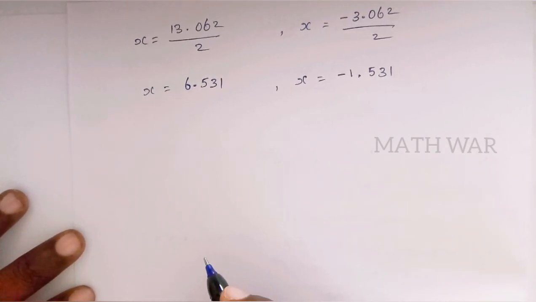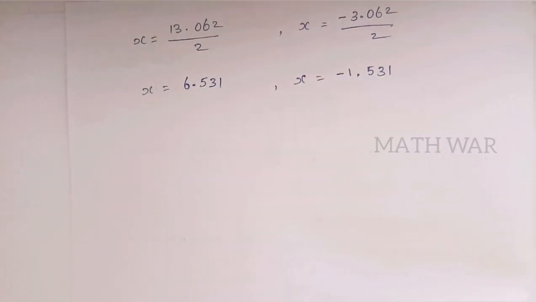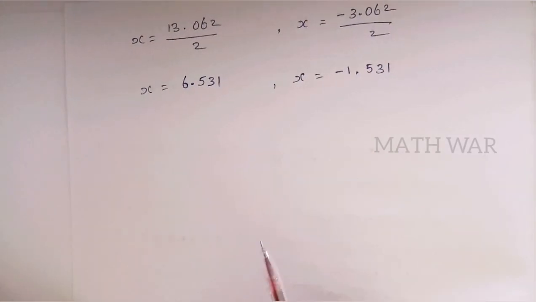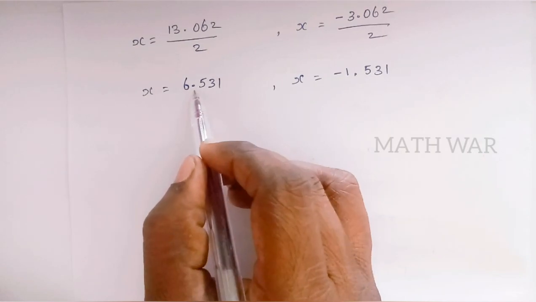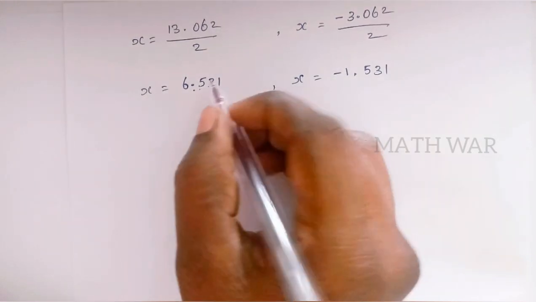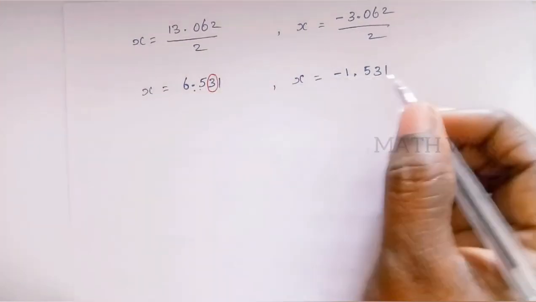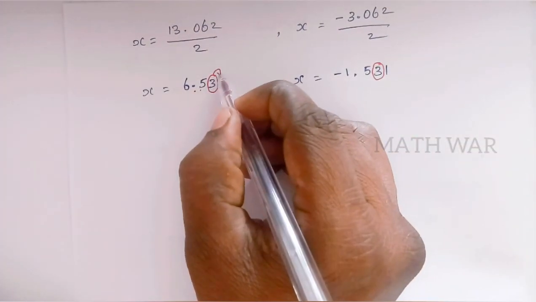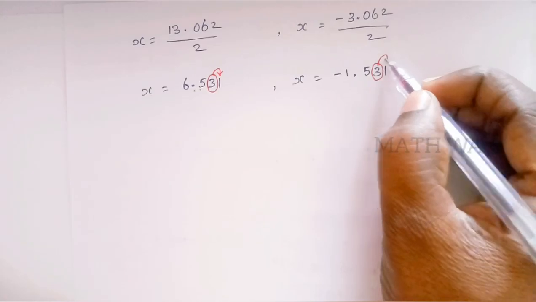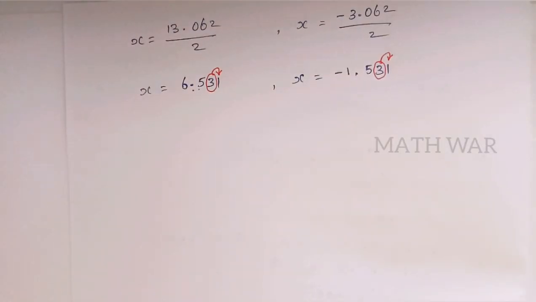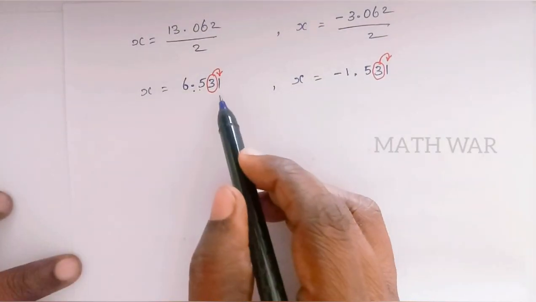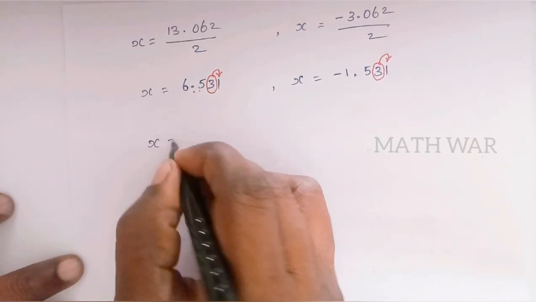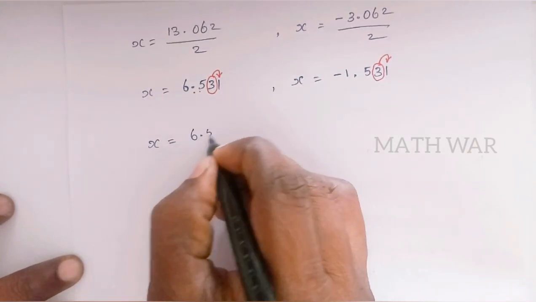But in the question it is given, give your answer corrected to 2 decimal places. So we should go to the second decimal place. Second decimal place is nothing but the second digit after the decimal point. First digit, second digit. This is the second digit, and here also, this is the second digit. Next to that number, we want to check it. Here also, next to that digit, we should check. And since it is less than 5, we can write the value x is equal to 6.53.